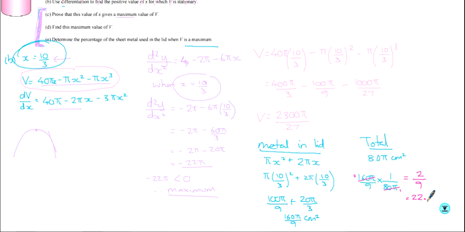So 22.2. It'd be better if this question said proportion, because then you can leave it as 2/9. It's just a nicer answer. Okay, that's pretty tough. That's a very tough question. So hopefully you've understood question 7. Can't get much harder than that, guys.